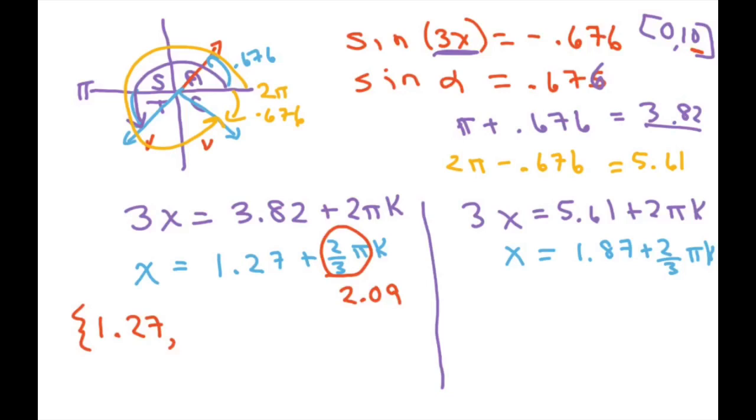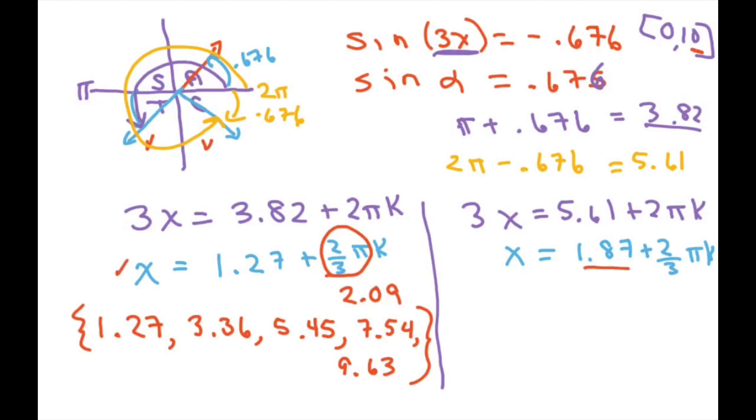If you keep adding to that, 1.27 plus 2 pi divided by 3 is going to give you 3.36. And then 3.36 plus, you can just do 2.09 if you want. It's not as accurate, but you could do that. You get 5.45. Add this again to 5.45 and you get 7.54. Add it again, you get 9.63, and we know we can't go bigger than that. So that's for this side.